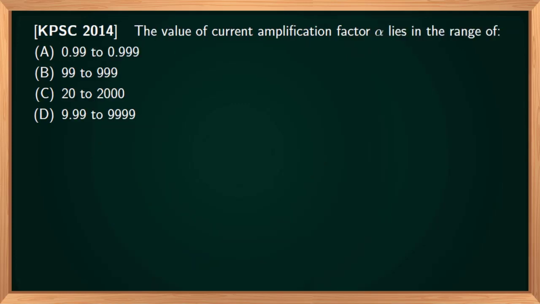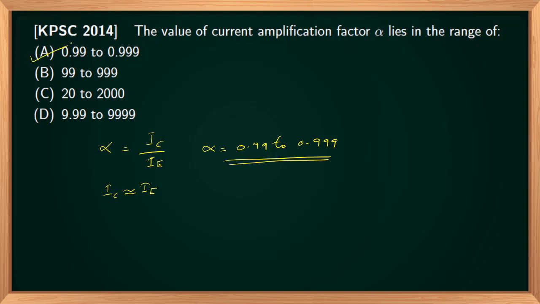The value of current amplification factor alpha lies in the range of option A, 0.99 to 0.999, option B, 99 to 999, option C, 20 to 2000, option D, 9.99 to 9999. Alpha, the current amplification factor, is given by IC by IE. IC is slightly less than IE, so the alpha value is in the range 0.99 to 0.999. Correct option is option A.